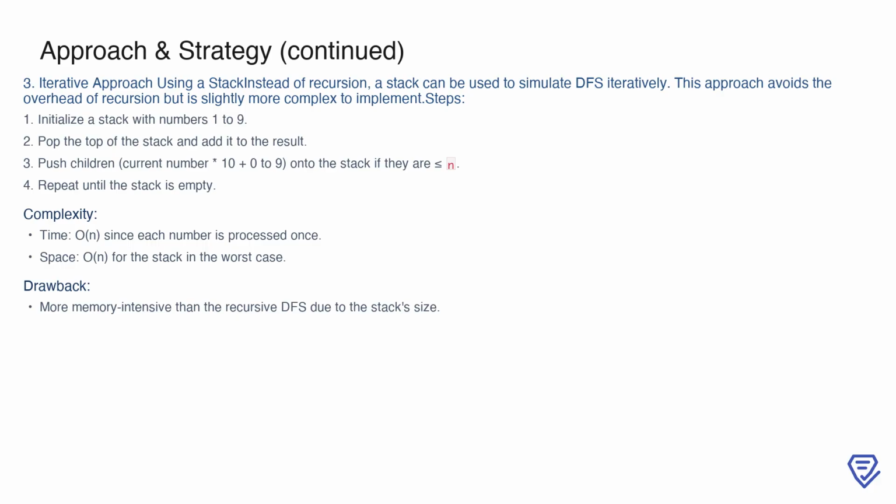The iterative approach has the same time complexity as recursive DFS, O(n), as each number is processed once. However, the space complexity is O(n) in the worst case, due to the stack size. While this method avoids the overhead associated with recursion, it is slightly more memory intensive and can be more complex to implement compared to the recursive DFS. As a result, it is less commonly preferred unless recursion needs to be explicitly avoided.